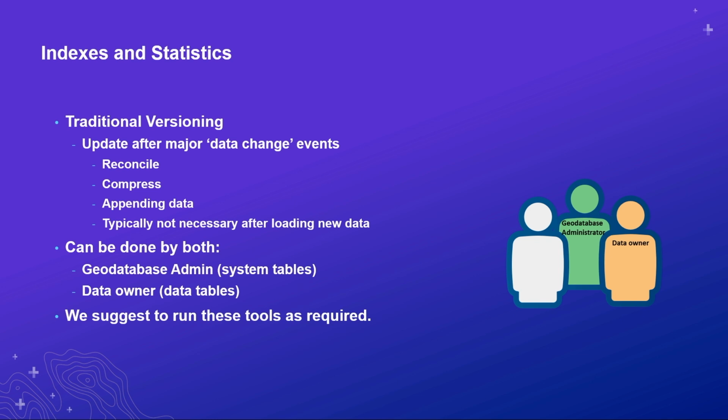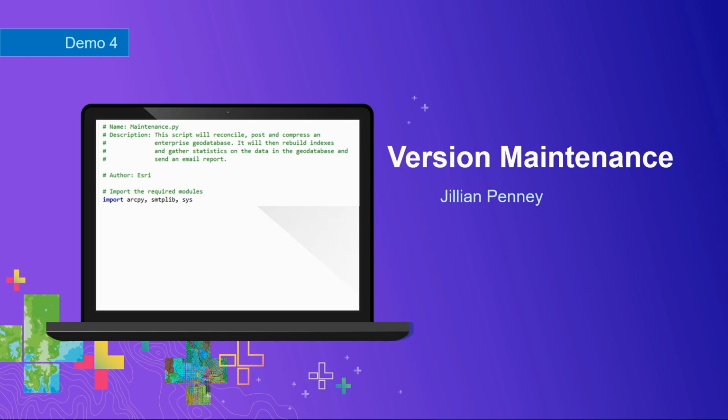Now that being said, databases now have excellent inbuilt mechanisms to detect if statistics and indexes are stale and do a rebuild. So it would be best to work with your DBA to determine if a rebuild of indexes and statistics on tables are required. Now back to Jill to show us how version management is done through Python.